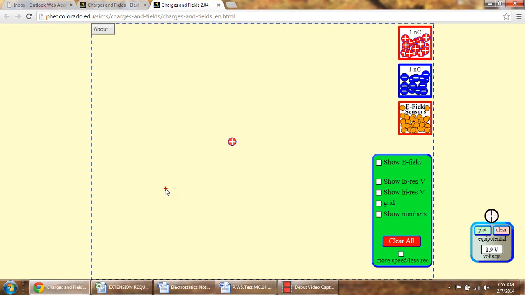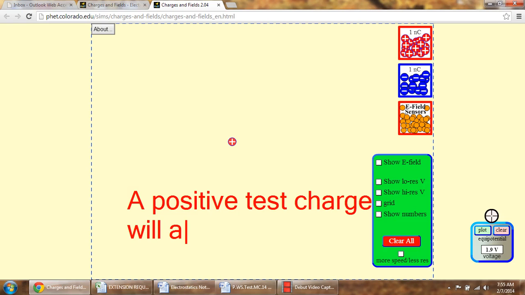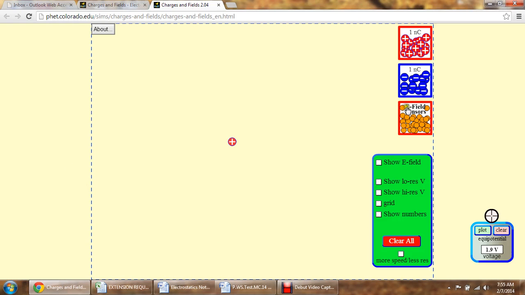And the way the electric field is defined is the direction a positive test charge will accelerate. So what that means is this orange ball that I'm holding here is my positive test charge. If I were to drop it right here, it would accelerate to the right. Therefore, the direction of the electric field at this point, due to this charge, is to the right.